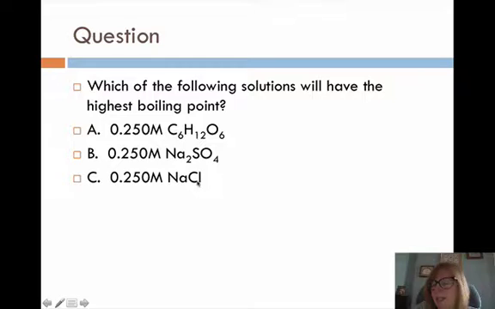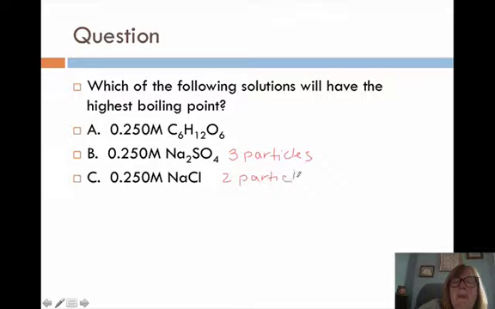Now let's have a look when we talked about the number of solute particles. Here we've got different solutions. We've got a molecular compound, we've got sodium sulfate, ionic, and sodium chloride. They're all the same concentration, and they would like to know which one will have the highest boiling point. Well, this will not separate into its molecular, it will not ionize. Sodium sulfate, it will actually separate into how many ions? So 2 sodiums and 1 sulfate, so it's going to separate into 3 particles. And the sodium chloride is going to separate into 2 particles, the sodium ion and the chloride ion.